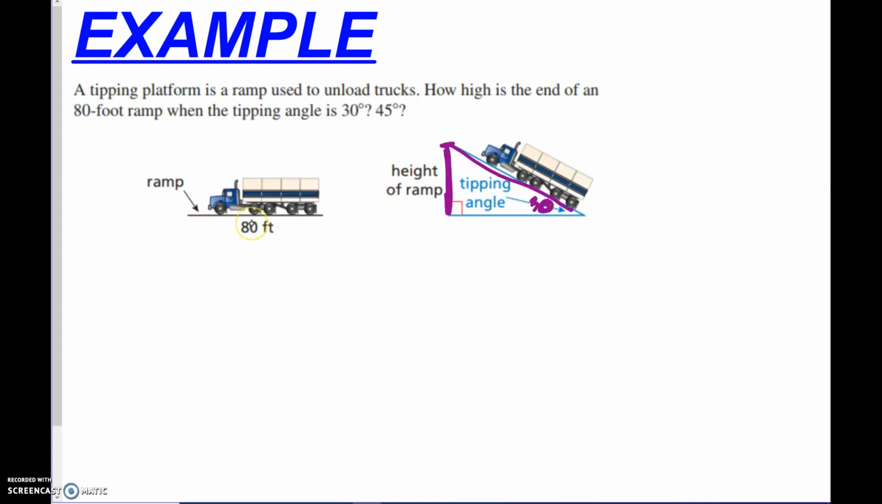So if this ramp is 80 feet, so that is the hypotenuse, then how long is the short leg? Well, it's going to be half of that, so it's going to be 40 feet.